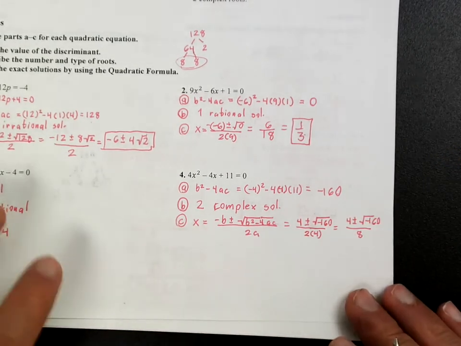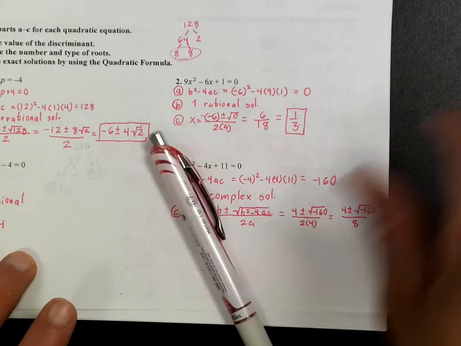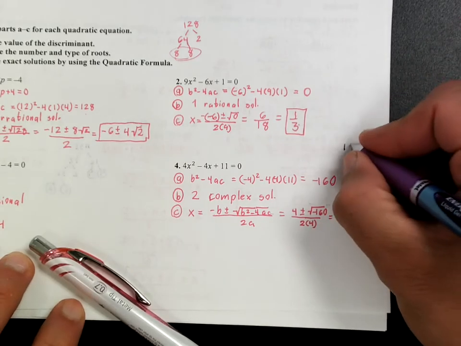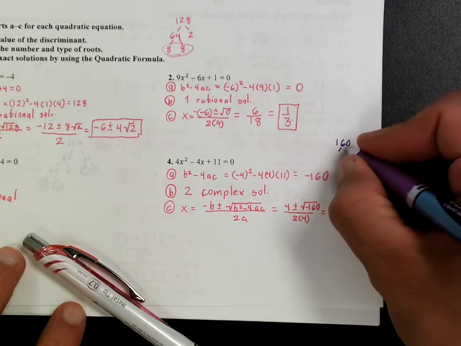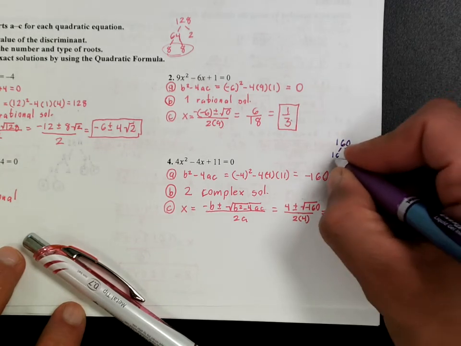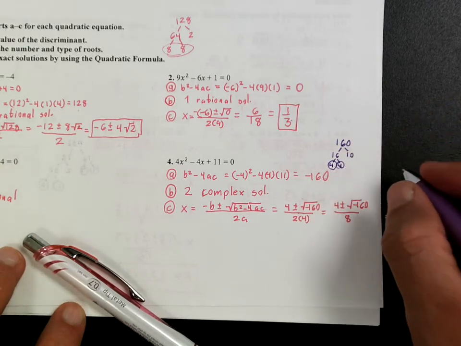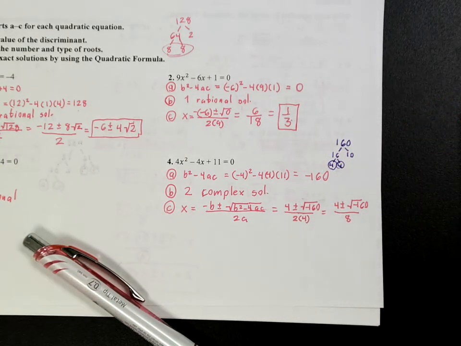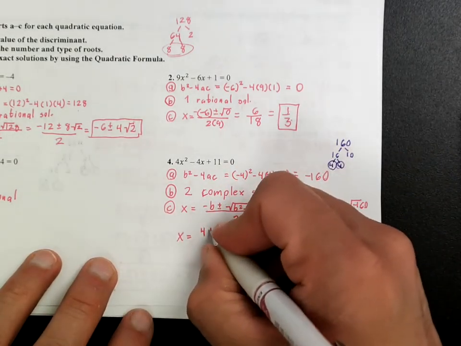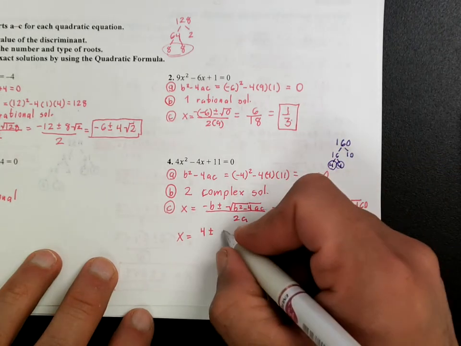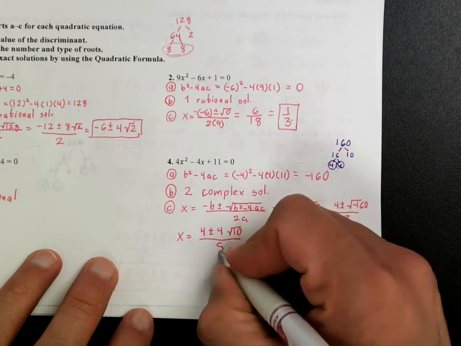Okay, so negative 160. I need to break that down. So when I break it down over here, remember, you can do 2 times 80, and then 80 is 2 times 40, but I know that this is 16 times 10, and 16 is 4 and 4. Now this 10 is 2 and 5, so you can write it as 2 and 5, but it's not going to matter. So, to simplify this, I have x is equal to 4 plus or minus, the 4 comes out, the 10 stays in, all over 8.